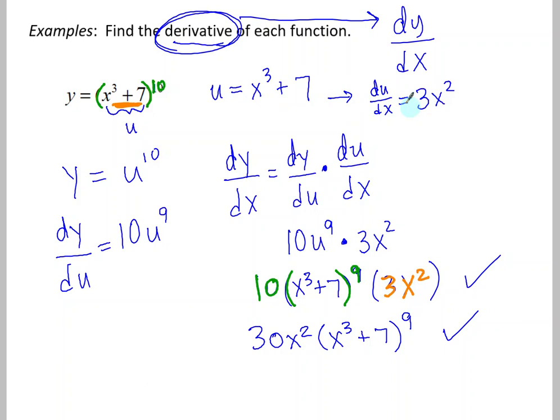So all of these steps of writing out what u and what y are in terms of u can be helpful. Also, just thinking of it as doing the outside first and then the inside derivative can be helpful. You'll find a way that works best for you.